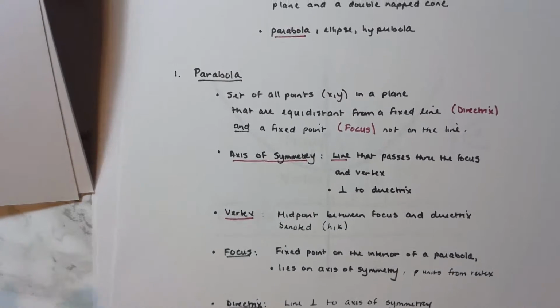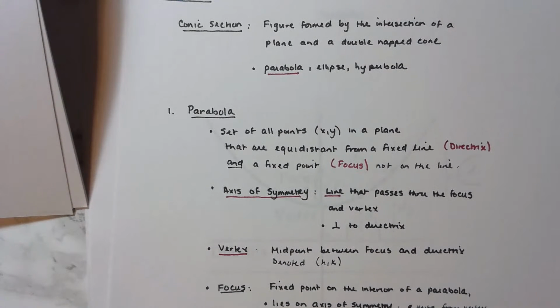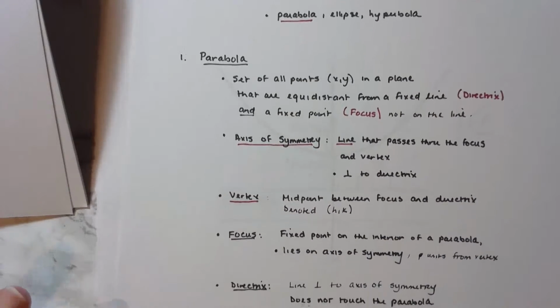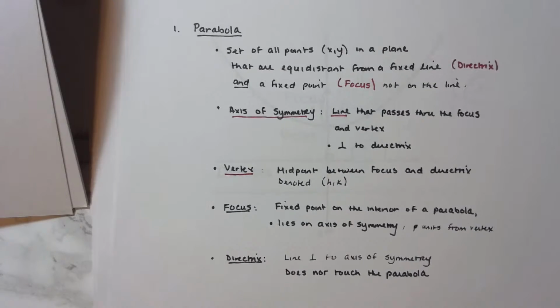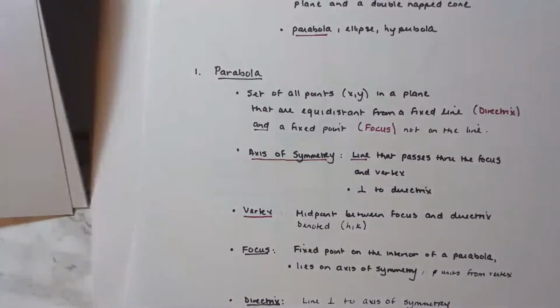So it started with the conic section, the definition, right? I showed you the picture of the conics being formed by the intersection of the plane and the cones. And then we have the definition of the parabola and its characteristics. So now, remove these and let's go to the equations.